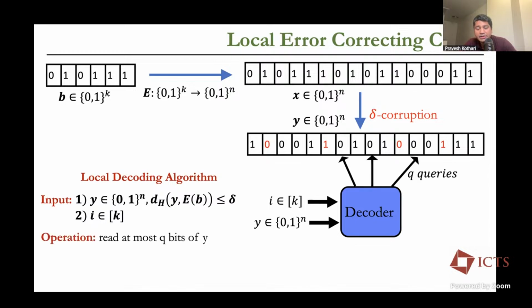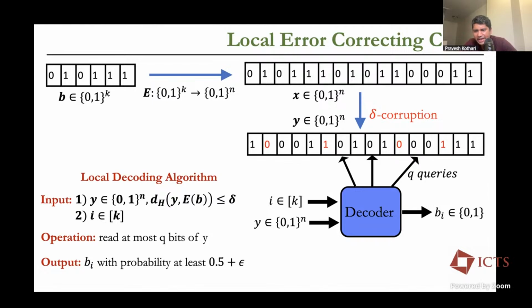This decoding algorithm then can only do one thing. It can read at most q bits of y. Okay. So q will be very, very small. In fact, this entire talk is about q equals 2 or 3. Okay, so it reads 2 or 3 bits of this corrupted code word y. And then based on this, it is supposed to output, or guess, the value of b_i.